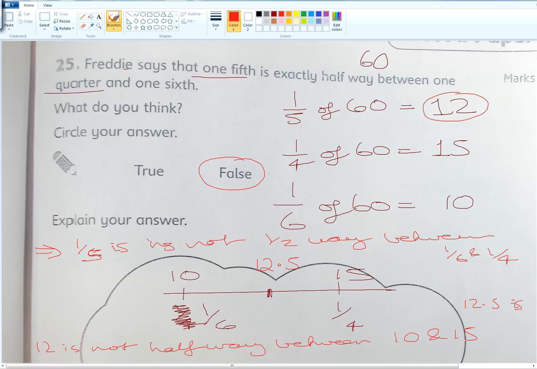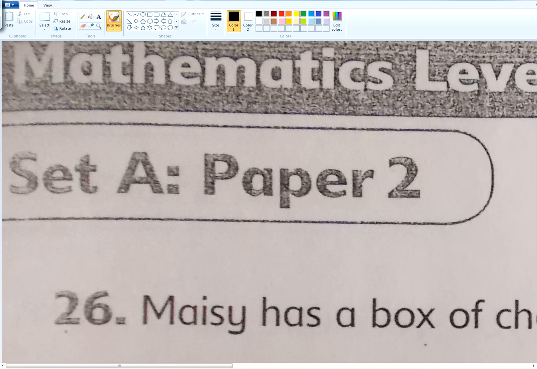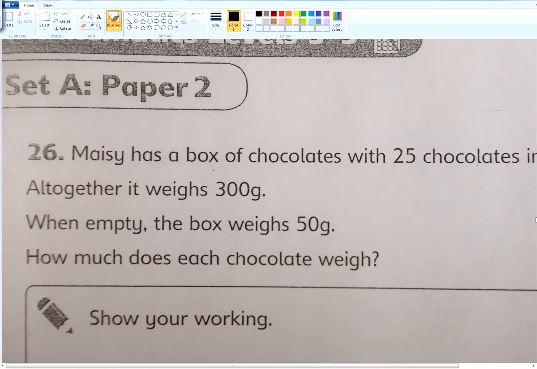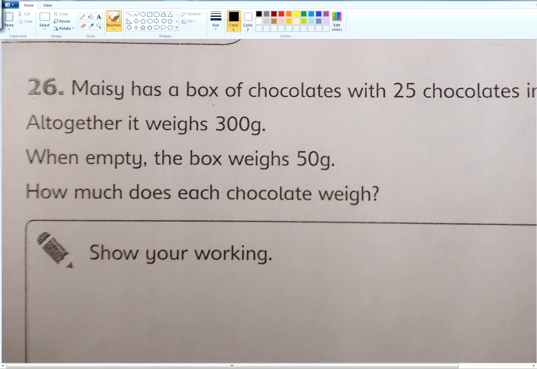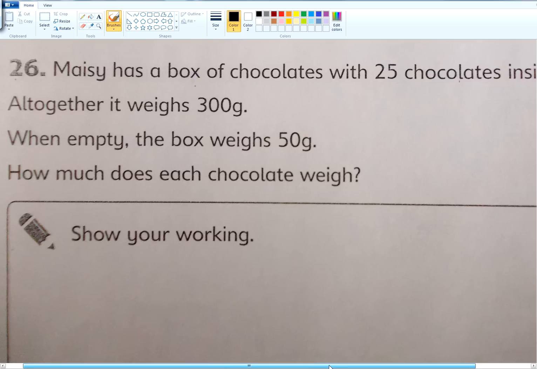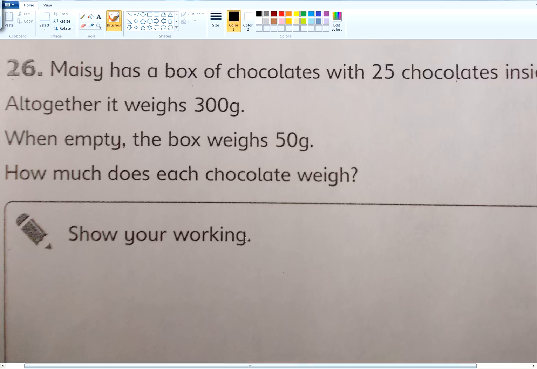Yeah, last question. 26. Chocolate. I got 10 right. Okay, right. Here we go. Let's move the question down a bit. Let's move the question across a bit. Okay, we'll read the part that's missing. It says here, Maisie has a box of chocolates with 25 chocolates inside. Is that right? Is that all inside it? Okay, altogether it weighs 300 grams. When empty, the box weighs 50 grams. How much does each chocolate weigh?